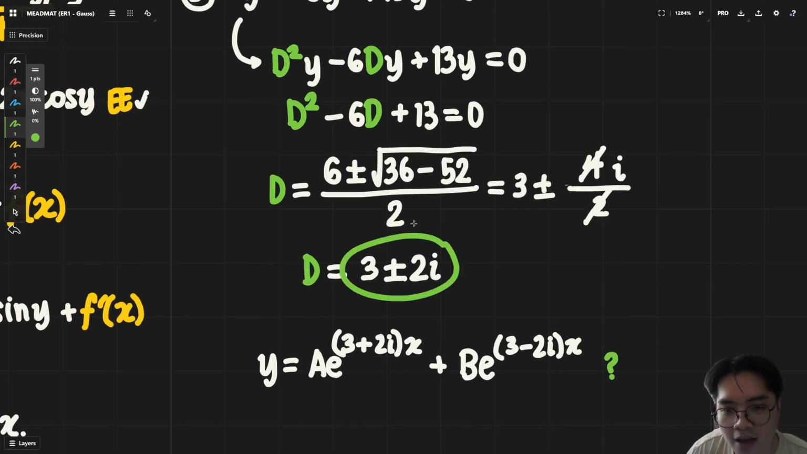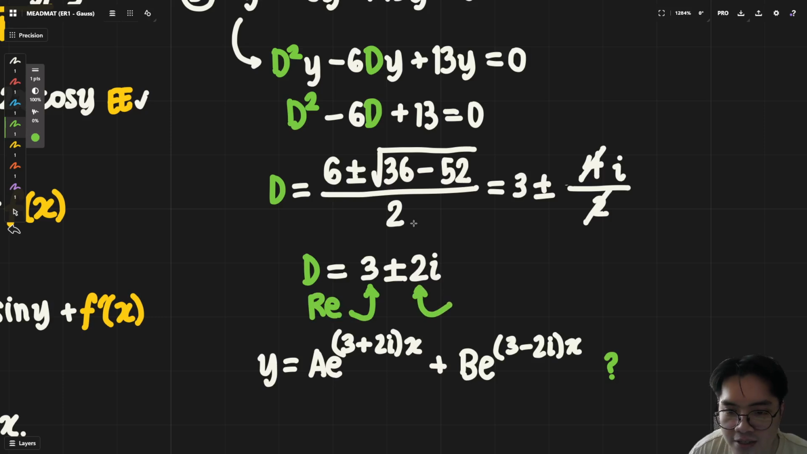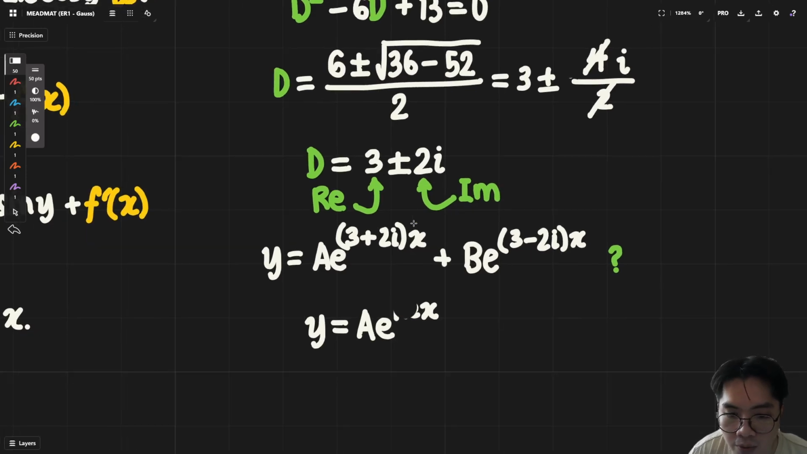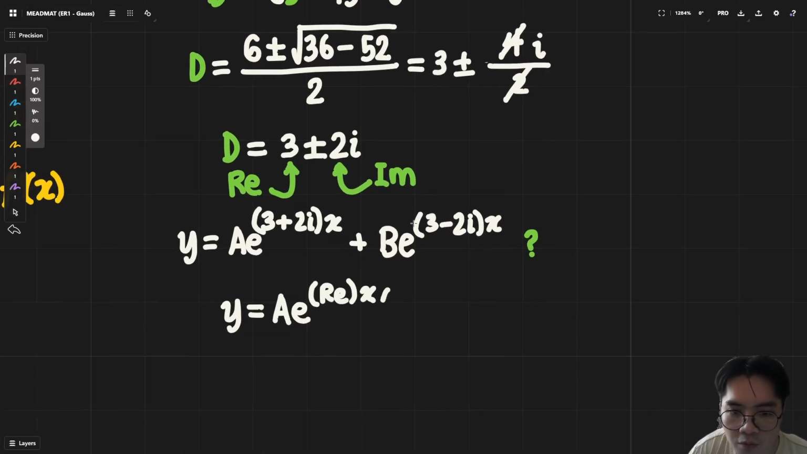Let's now try and decompose these two. This 3 right here, this is what we call the real part. And this 2 right here, the thing that is attached to the imaginary number, we will call the imaginary part. If we have answers that are complex or at the very least are imaginary, what we will do is we will have something like this. y is equal to a times e raised to the real part of x, the real part, or basically this is just a number, times x, and then we multiply it.